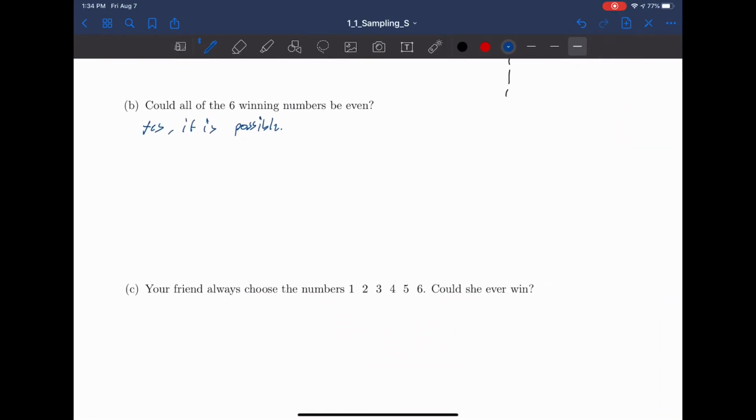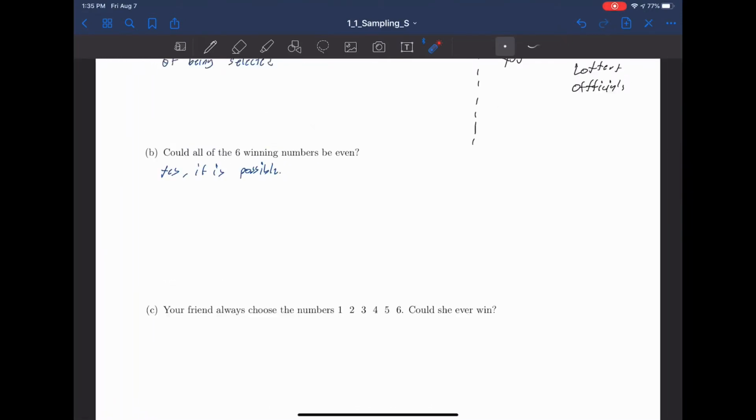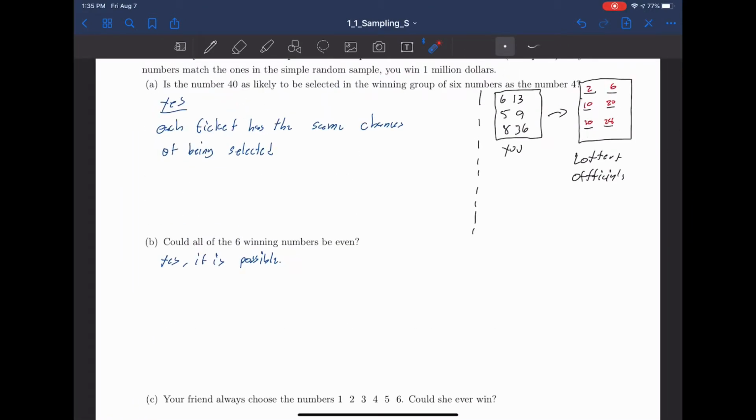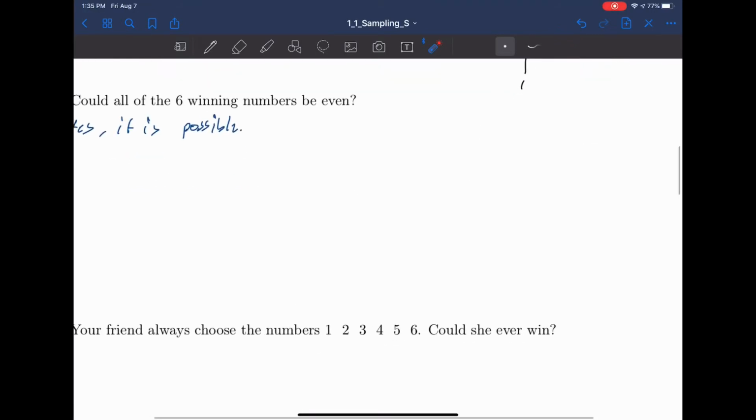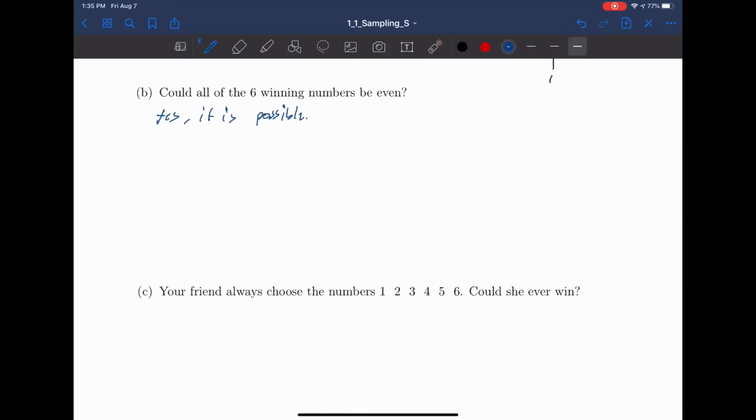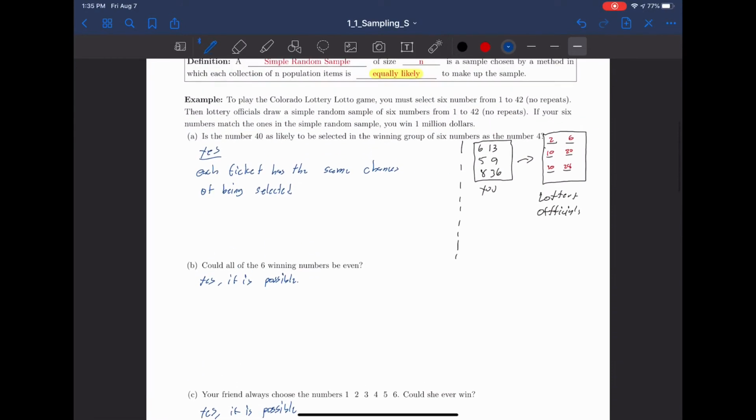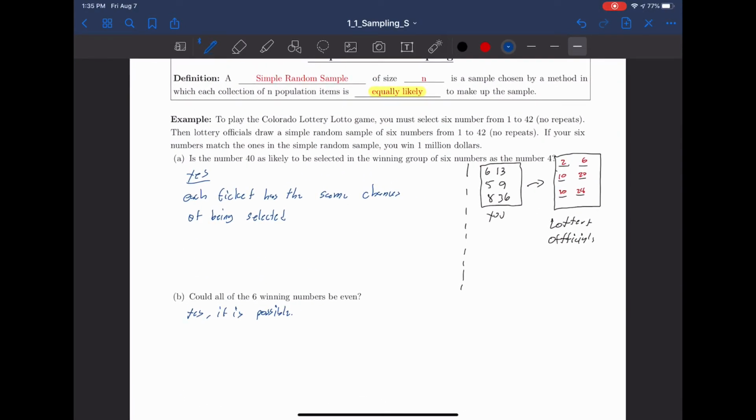Let's say your friend chose the numbers 1, 2, 3, 4, 5, and 6. Could she ever win? Is it possible that the lottery officials pick the 6 numbers and they happen to be 1, 2, 3, 4, 5, and 6? The answer is yes. It is possible, but kind of unlikely. Again, the idea with simple random sampling is that every number has an equally likely chance of getting selected.